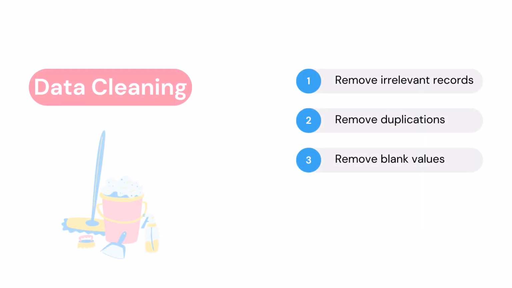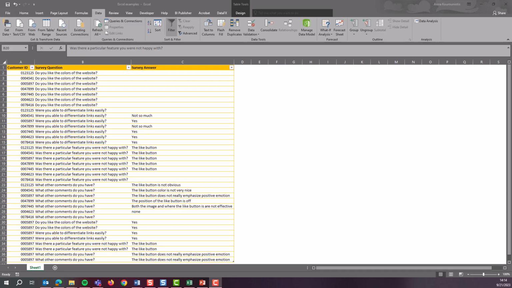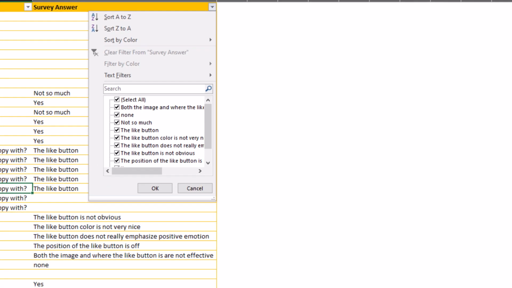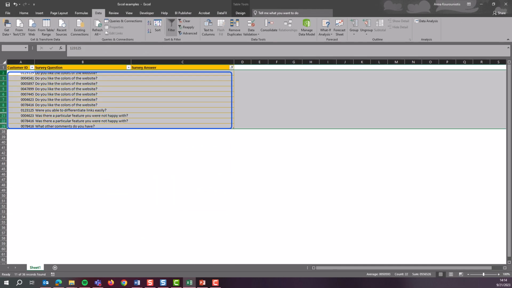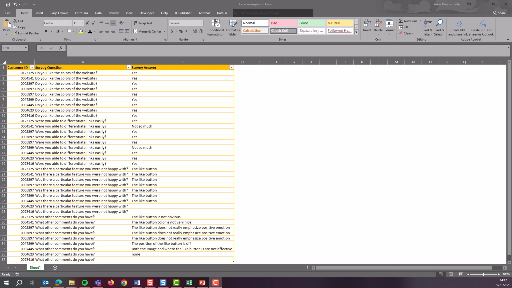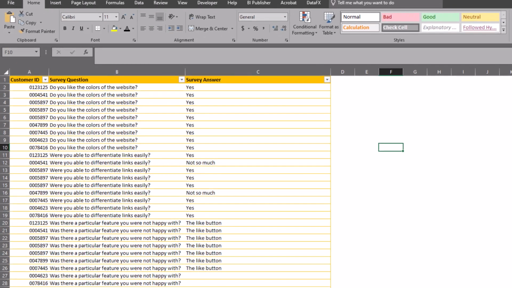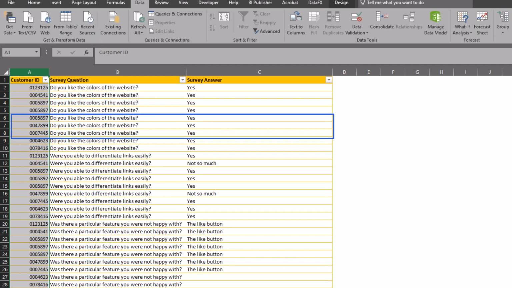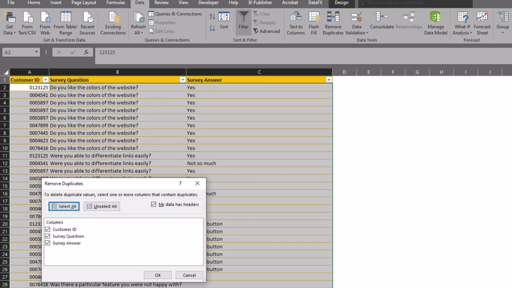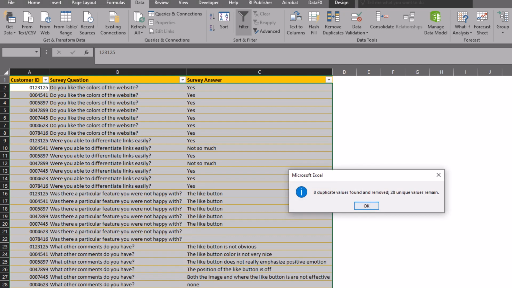You can typically start with removing any irrelevant records or observations, typically known as duplications. For example, if your data set includes customers who did not submit a survey, then you might want to remove completely this set of observations. Or if for some reason you have the same customer with the same question and answer showing up more than once on your survey data, then you might consider removing it due to redundancy issues.